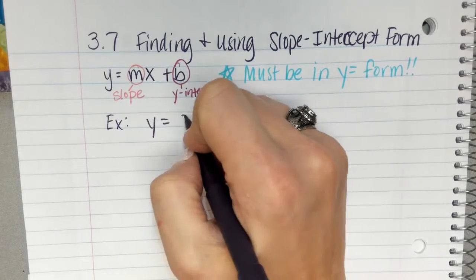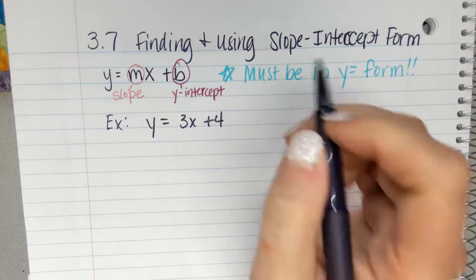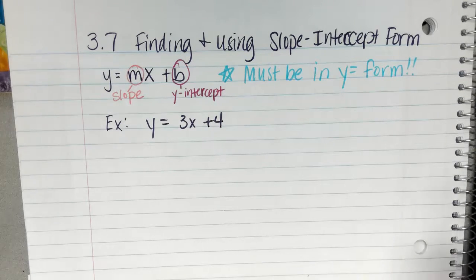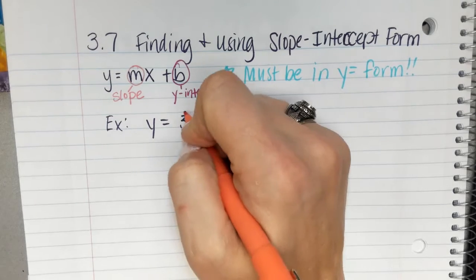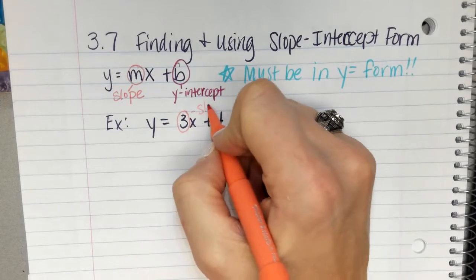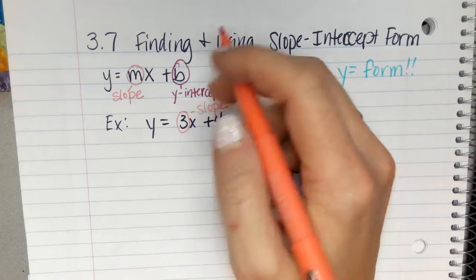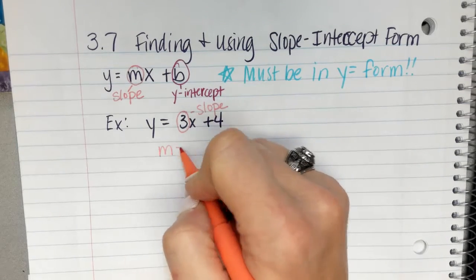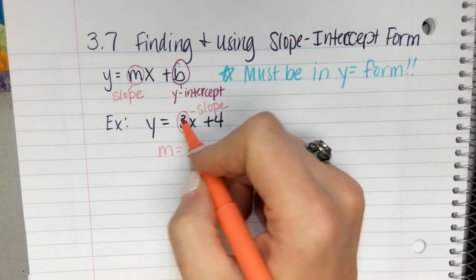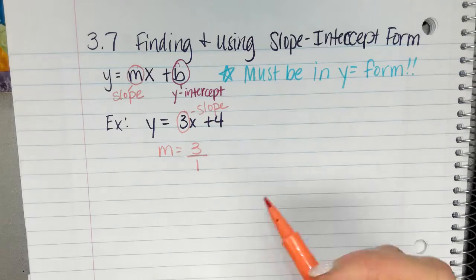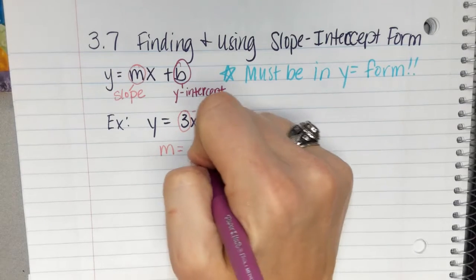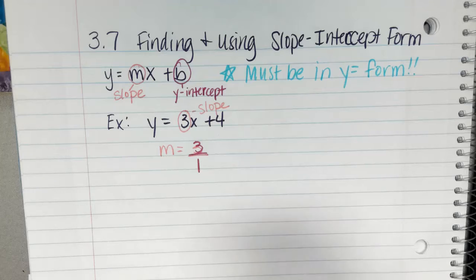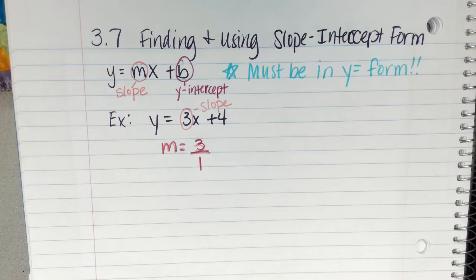Y equals 3x plus 4. I want you to go ahead and circle the slope in this problem. Circle the slope. Okay, don't include the x, just the 3. This is your slope. That's your m. So we know right now that our m is going to be 3 over 1 because it has to be in a fraction form to tell us rise over run. So it's got to be 3 over 1.